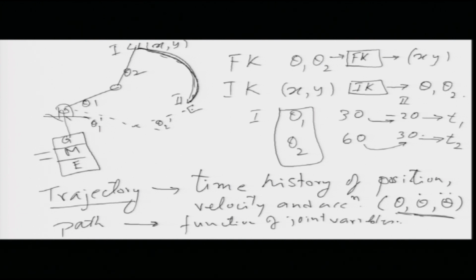Okay. So, these are two things to remember. The first is what is a trajectory and what is a path. Now, a trajectory is essentially a time history of position, velocity and acceleration of the joint variables. Why? Because we are controlling the joints, and when we are controlling the joints, essentially as a result of that, the end effector is moving in space, and the final motion is my path now.